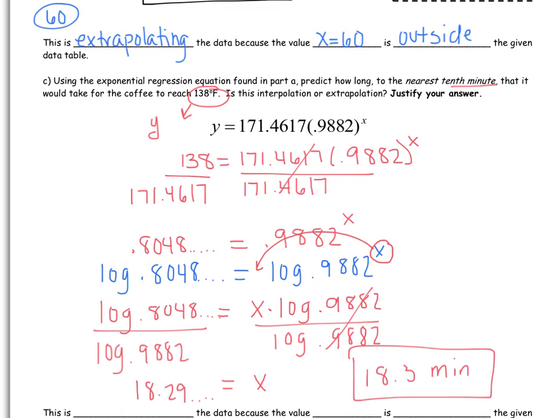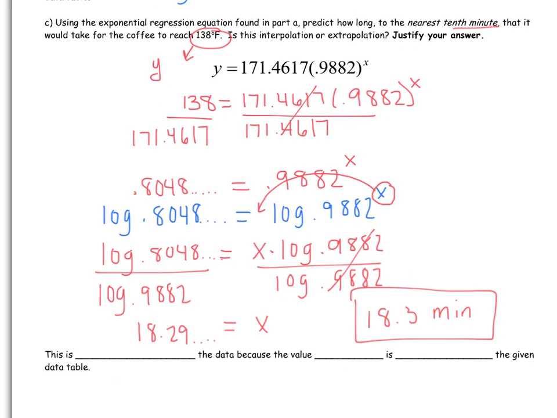Now, my last part of the question: is this interpolating or extrapolating? Well, again, we have the table of values, the x, the time, which goes from 0 minutes to 50 minutes, and then we have the temperature, which goes from approximately 179.5 to 100.5.